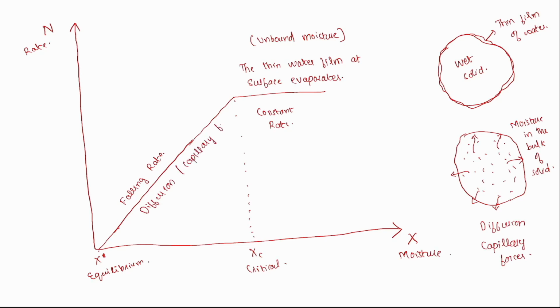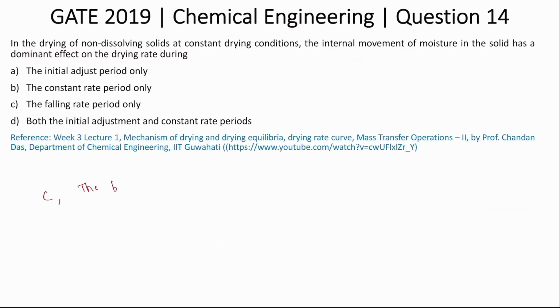So in the falling rate regime, the moisture which is present in the bulk has to come out either through diffusion or capillary forces, and this is generally referred to as internal movement of moisture. So this internal movement of moisture happens in the falling rate regime of drying. So the correct option here is option C, the falling rate period only.